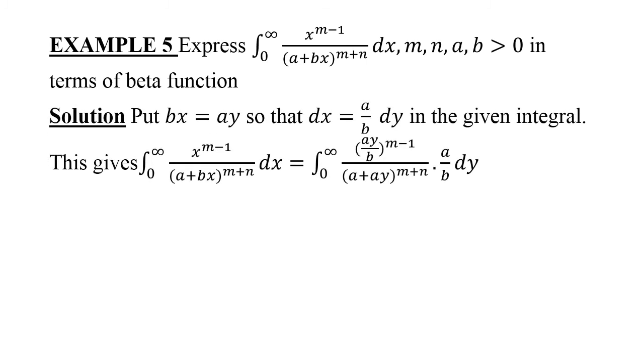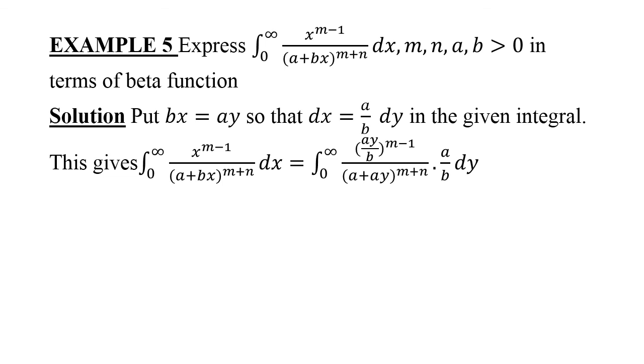So what we do here, we put bx equal to ay, so that dx is equal to (a/b) dy. Now we put these values in the given integral. As we know, the limit will not change as the limit is 0 to infinity. So after putting these values, the integral from 0 to infinity of x^(m-1) upon (a+bx)^(m+n) equals the integral from 0 to infinity of (ay/b)^(m-1) upon (a+ay)^(m+n) into (a/b) dy.